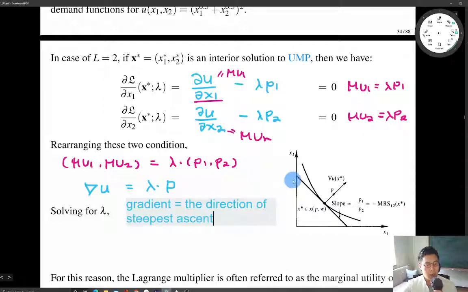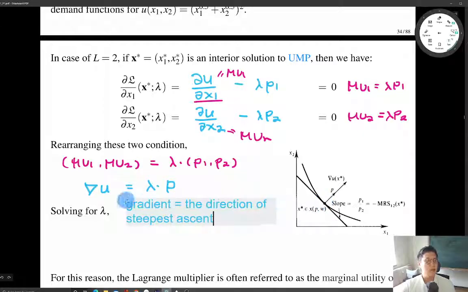Okay, so we have a point x star here, and at this point the gradient indicates this direction. That simply means if we go in this direction, so if we increase x1 and x2 at this ratio, the consumer's utility is increasing at the largest rate. That is a geometric interpretation of the gradient. And this direction is equal to the price vector. And remember, the price vector is the normal vector of this budget line, so this vector p is perpendicular to this budget line.